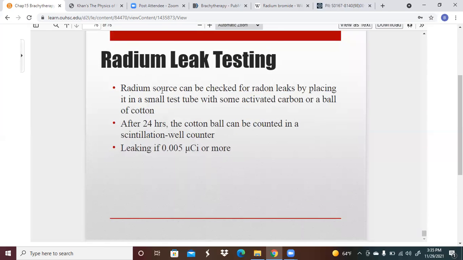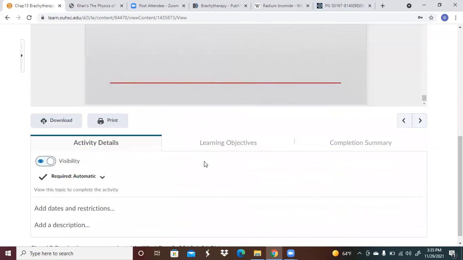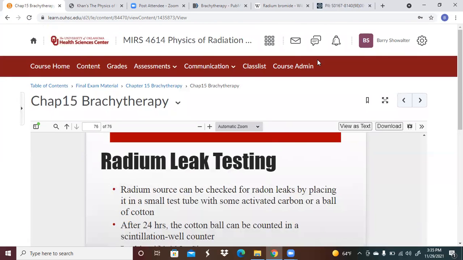Radium leak testing. A radium source can be checked for radon leaks by placing it in a small test tube with some activated carbon or a ball of cotton. After 24 hours, the cotton ball can be counted in a scintillation well counter, and it's leaking if it's above a certain activity. So that's a general discussion of brachytherapy.